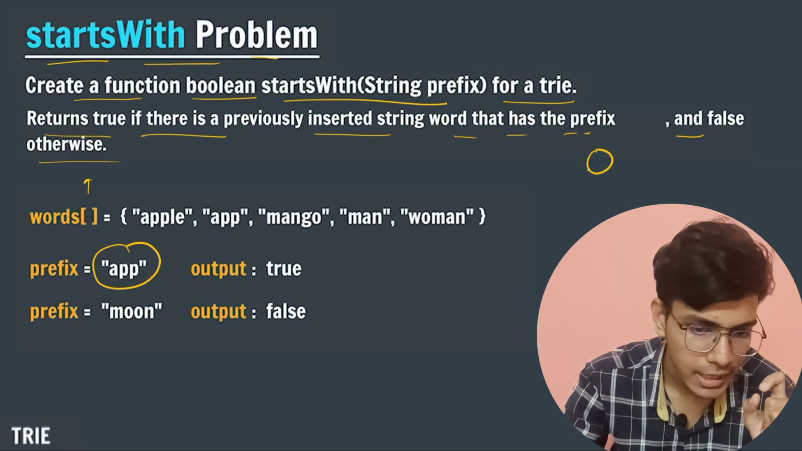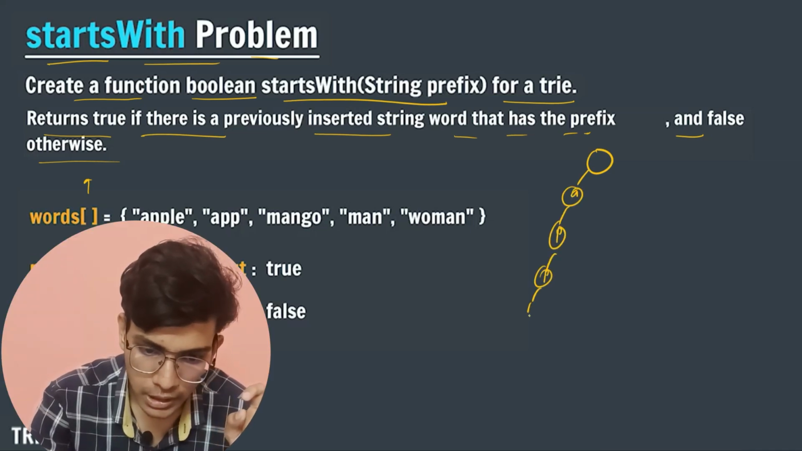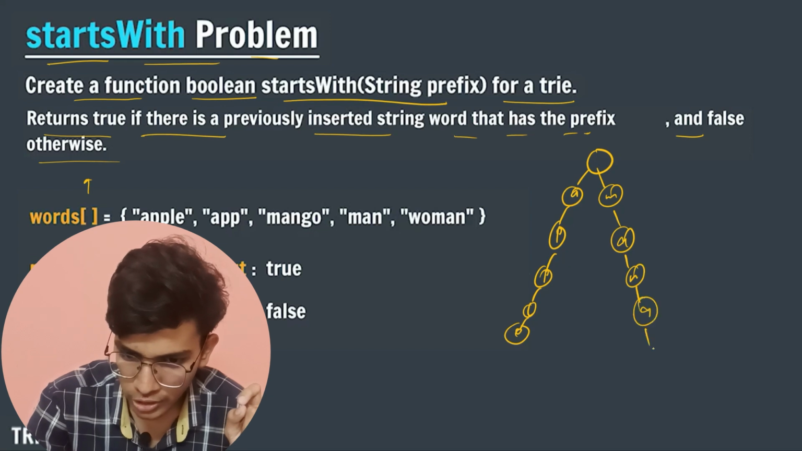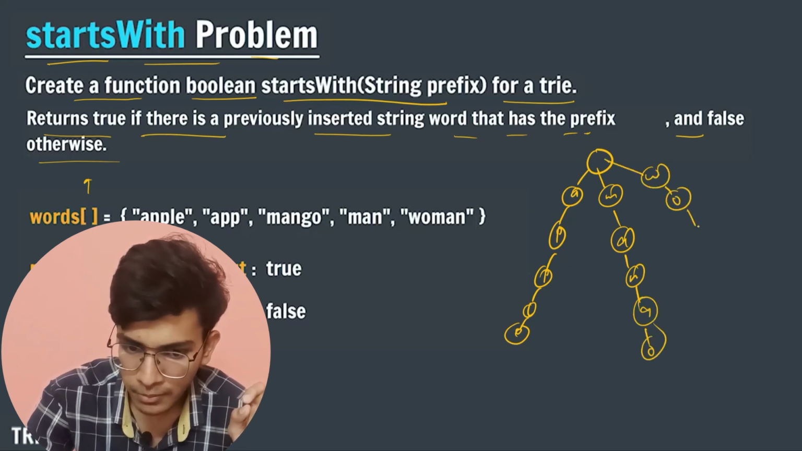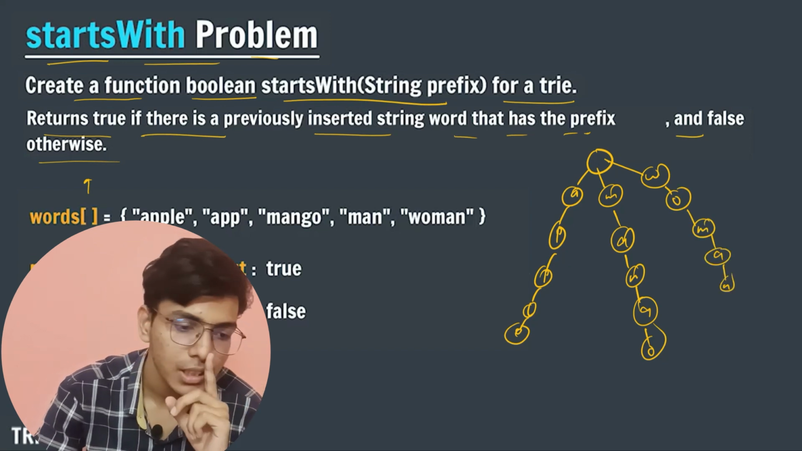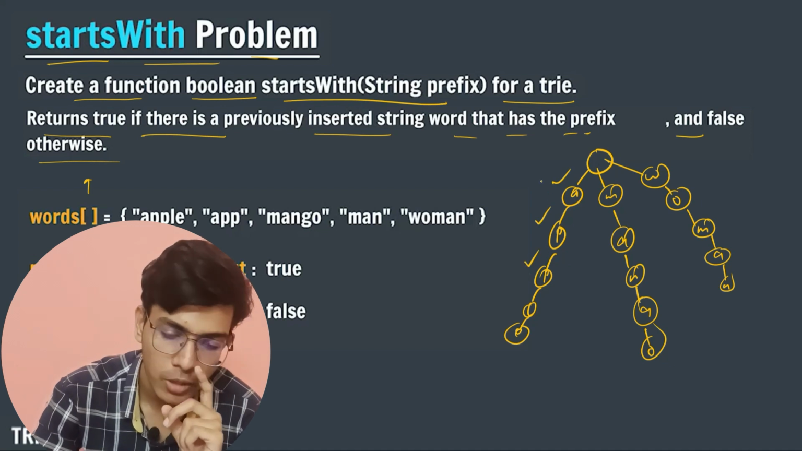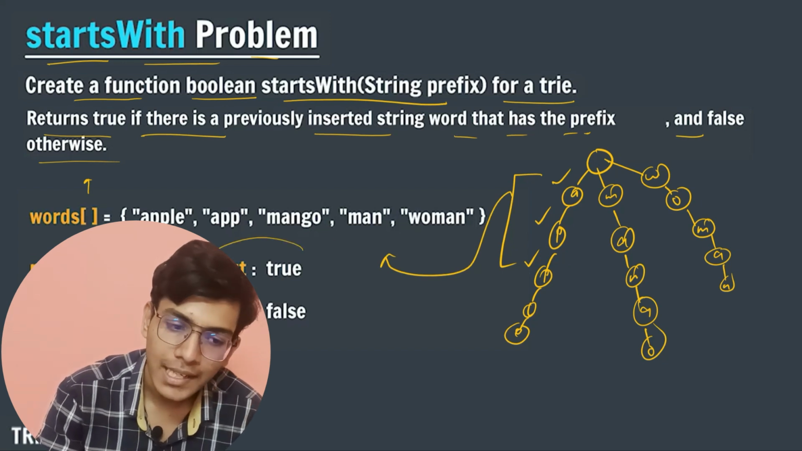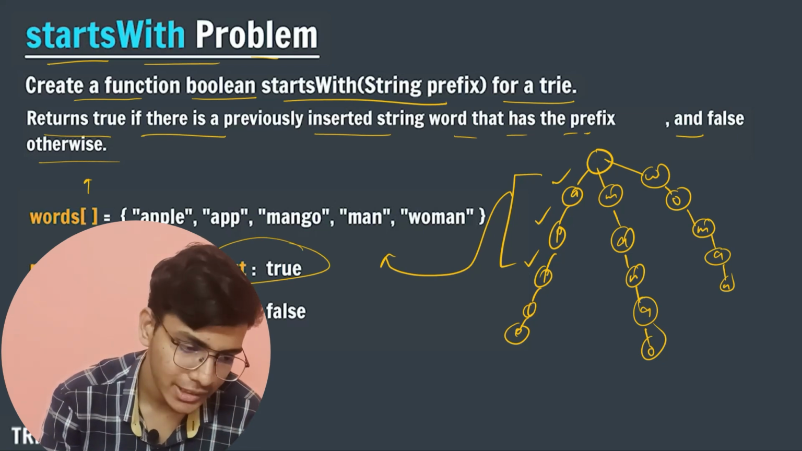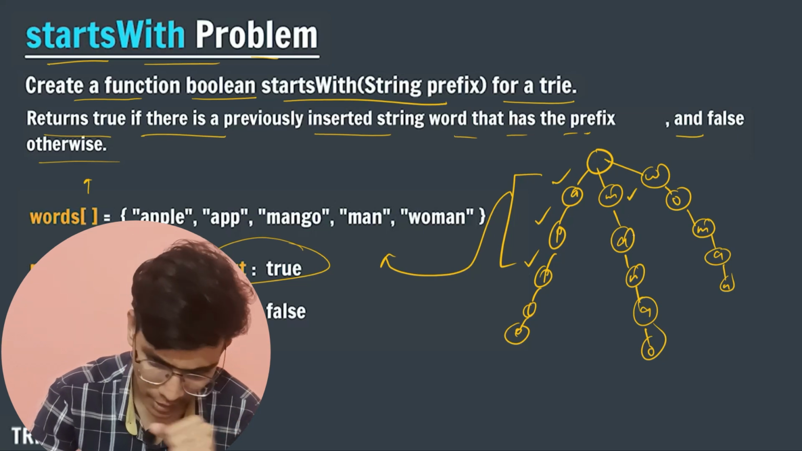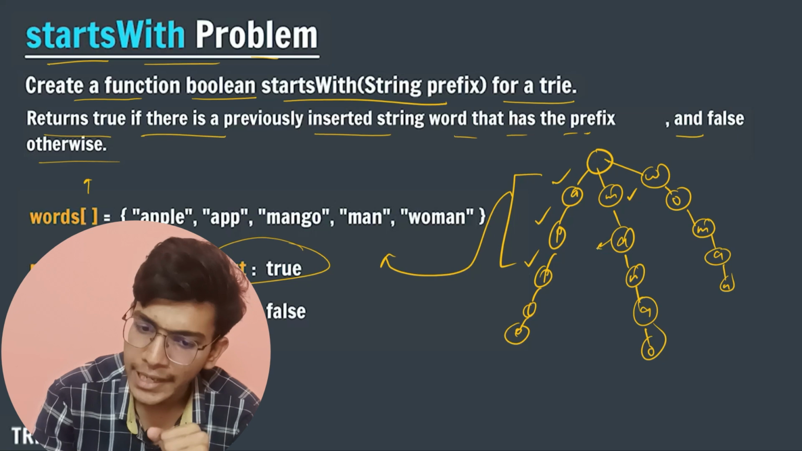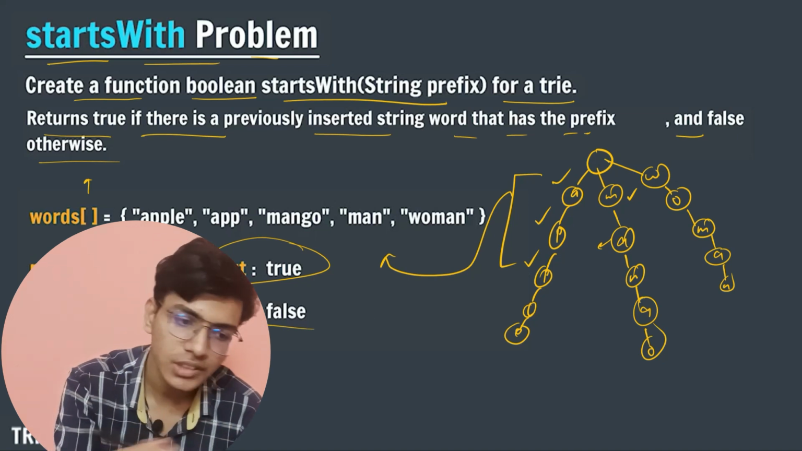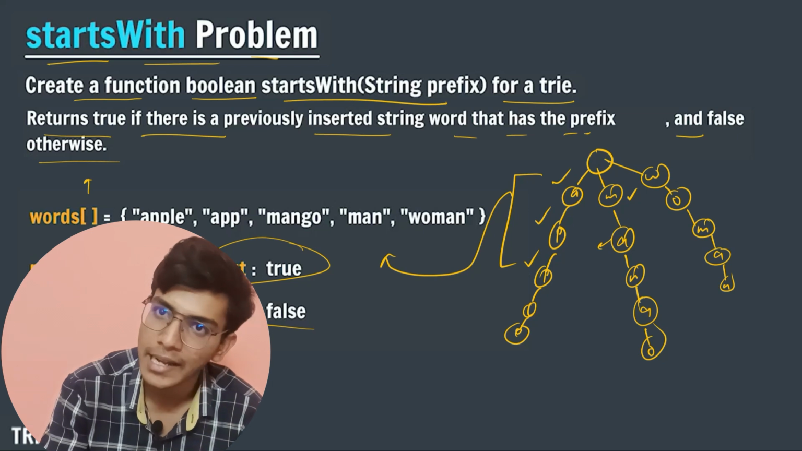For example, let me create a trie here: APPLE, after that MANGO, similarly WOMAN. Now in this you can see that A exists, after that P exists, again P exists. If all the characters exist in the prefix and the word, then I will return true, else I will return false. For example, in the second example, M exists, but for M its child value is A, not O. So because of only this character difference, I will return false, because this word is not a prefix, it's not a part of the trie. I hope you have understood.